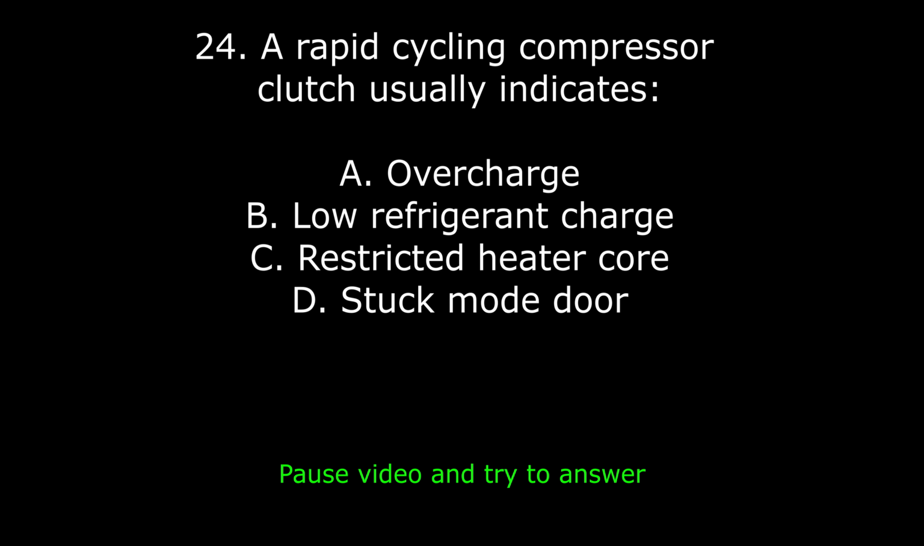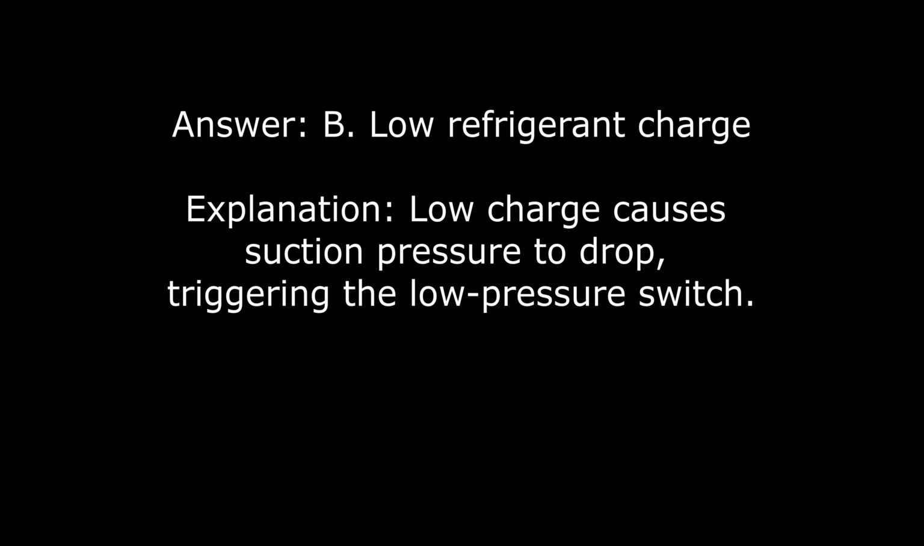24. A rapid cycling compressor clutch usually indicates A. Overcharge. B. Low refrigerant charge. C. Restricted heater core. D. Stuck mode door. Answer: B. Low refrigerant charge. Explanation: low charge causes suction pressure to drop, triggering the low pressure switch.